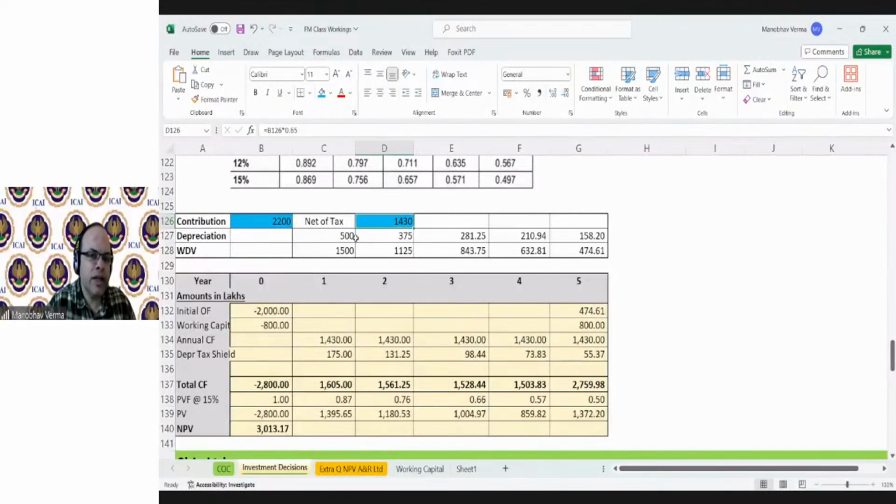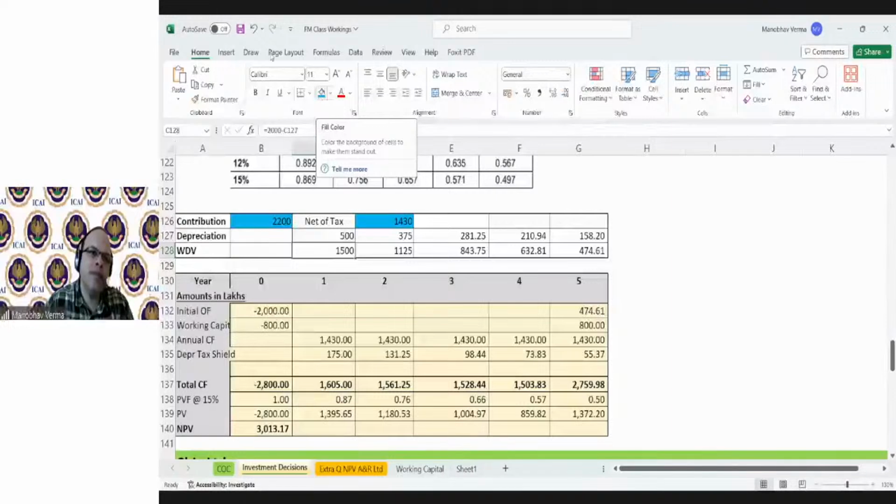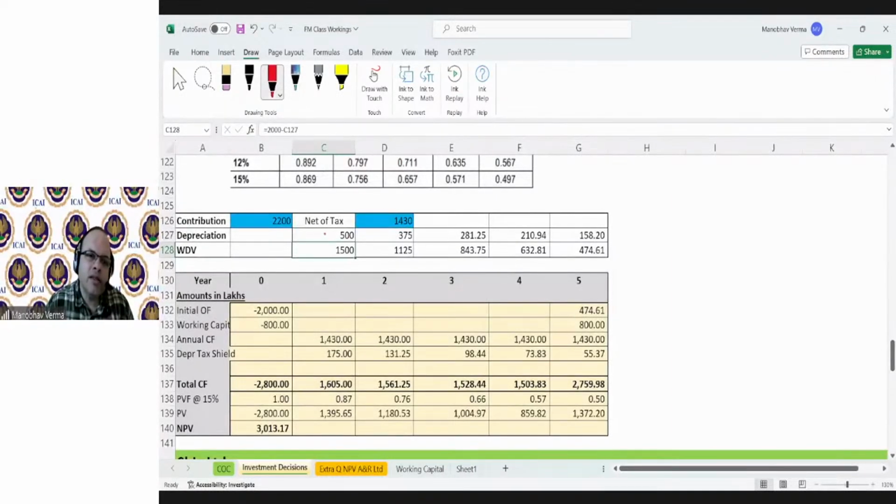And since there is a different depreciation every year because it's a WDV, right? So once we are calculating depreciation of 25% on an investment of 2000 lakhs, your written down value becomes 1500. After the depreciation, the WDV will change, and next year's depreciation will be different, and so on. So you have to calculate separately all the 5 years of depreciation, and accordingly the depreciation tax shield can be added to this amount of 1430.